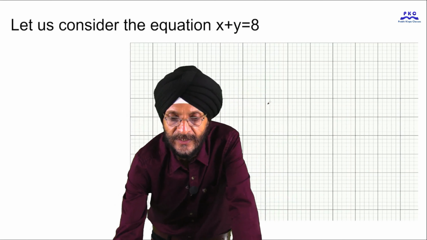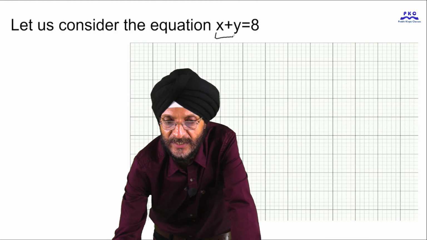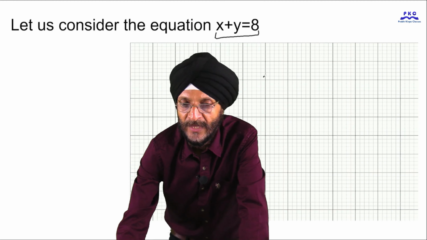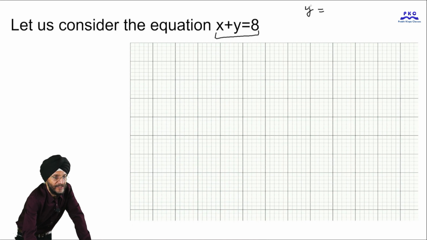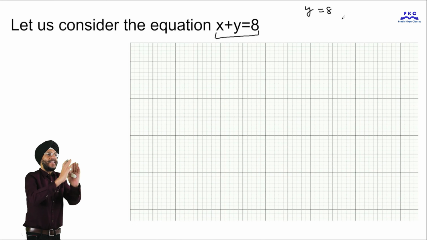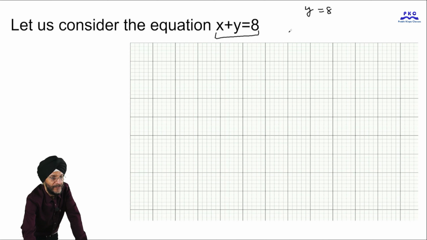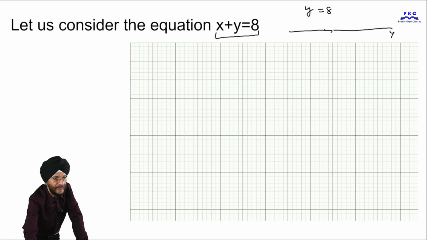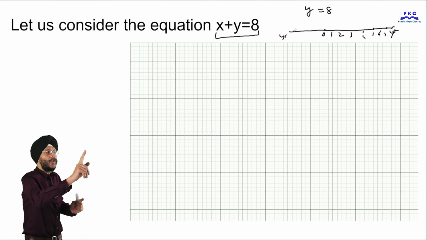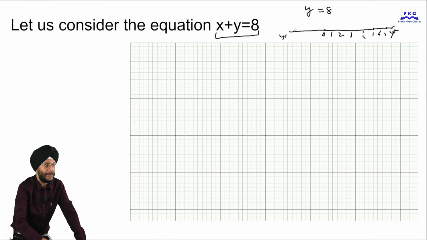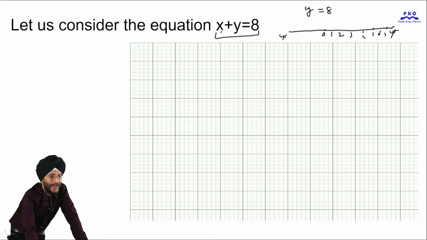We here give an example of a linear equation, x plus y is equal to 8. Here, if the equation given is y is equal to 8, it is a linear equation in one variable, and it can be graphically represented in this form: 1, 2, 3, 4, 5, 6, 7, 8. So it is the graphical representation of a linear equation in one variable, but this is the linear equation in two variables, where this is one variable and this is another variable.